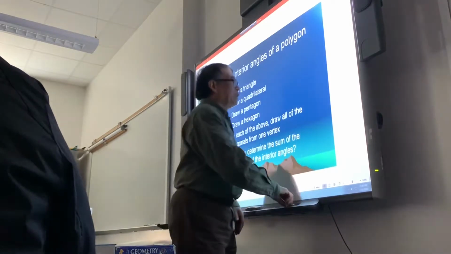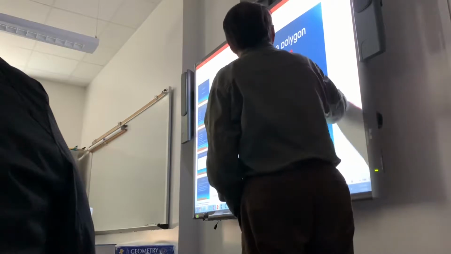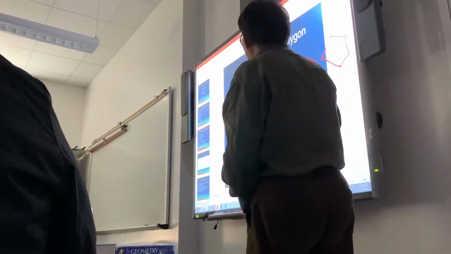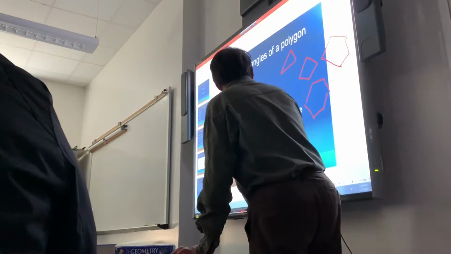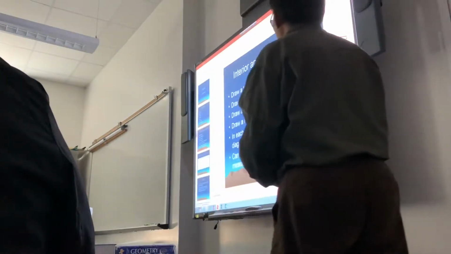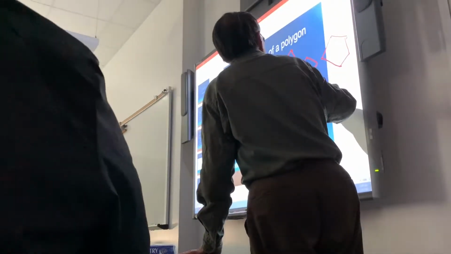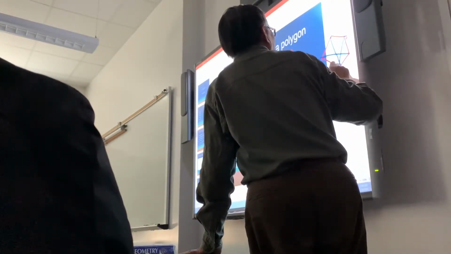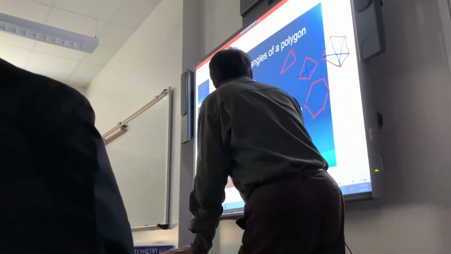So please, first draw a triangle. Draw a quadrilateral. Draw a pentagon. Easy work. Draw a hexagon. In each of the above, draw all the diagonals from one vertex. So you can see, please draw one. Can you determine the sum of the measures of the interior angles?